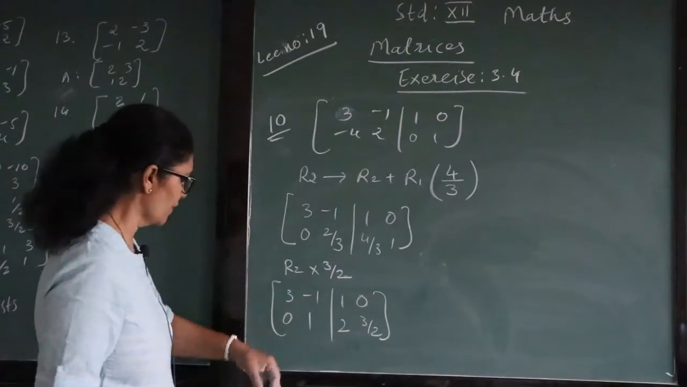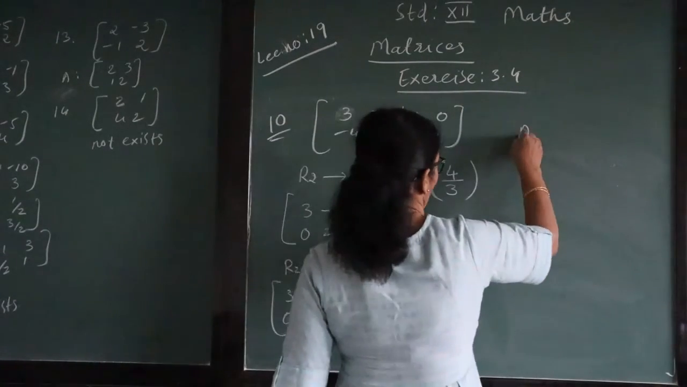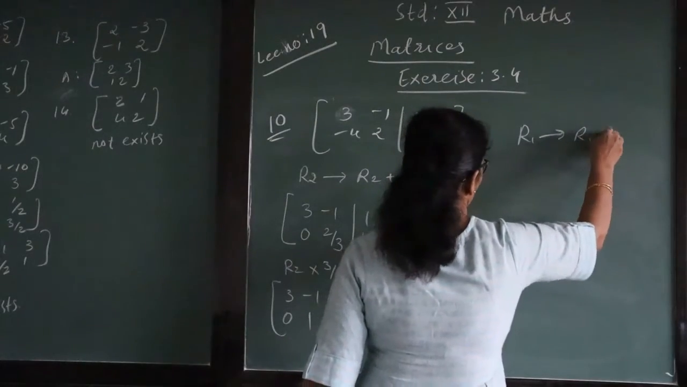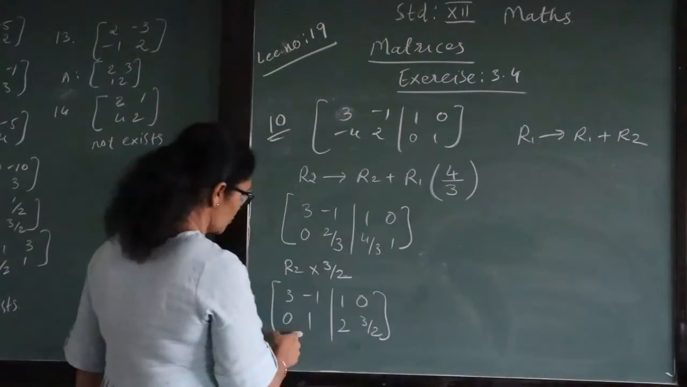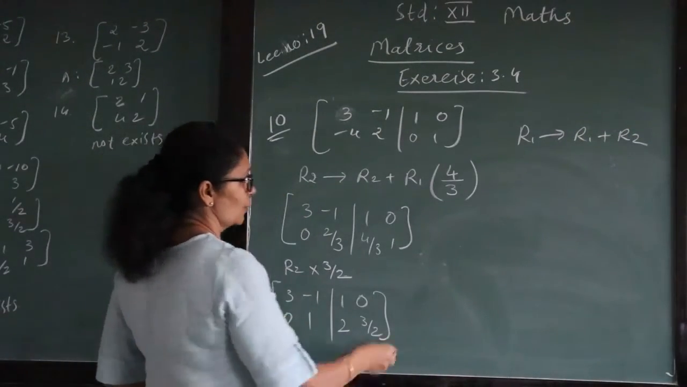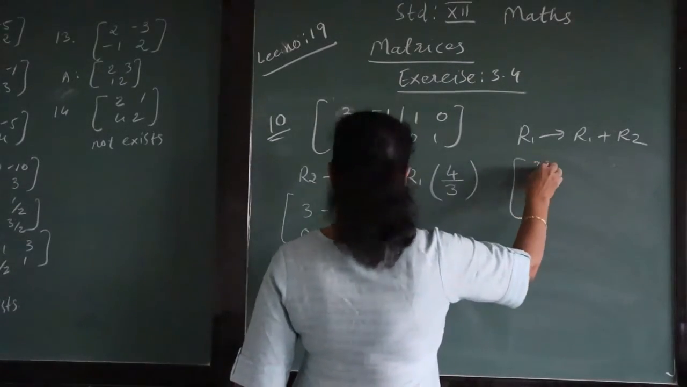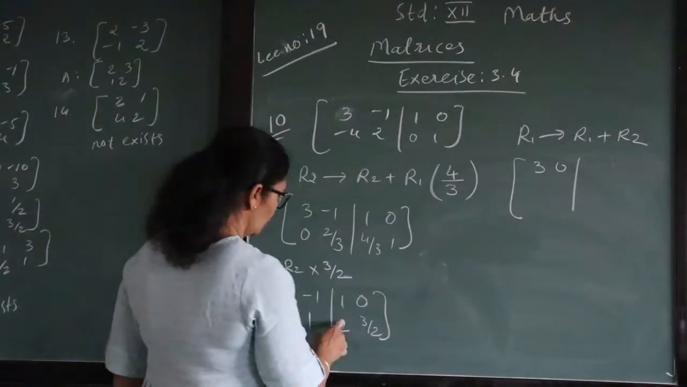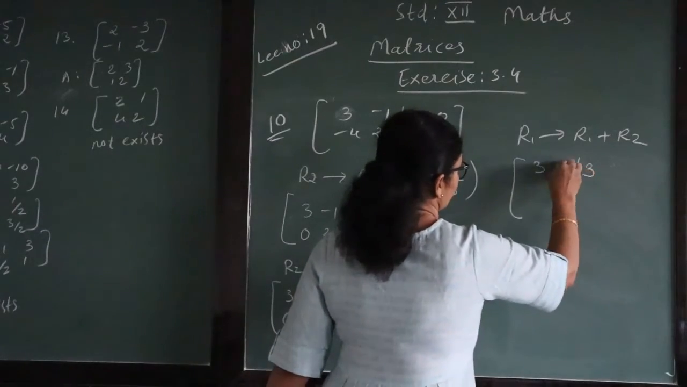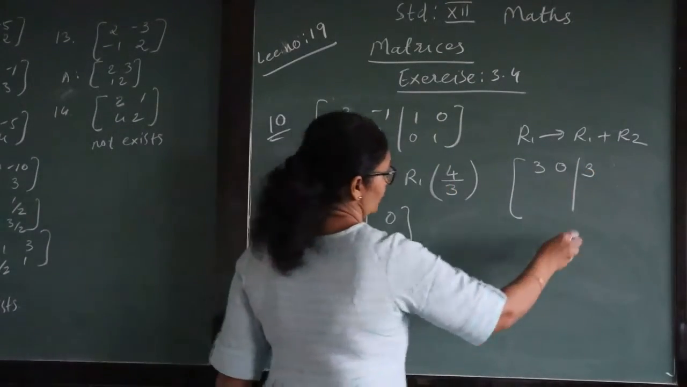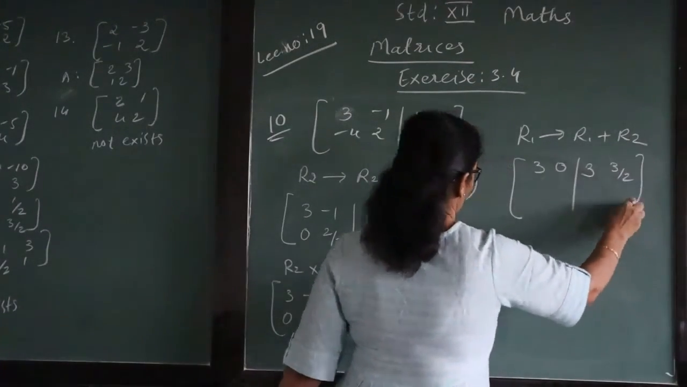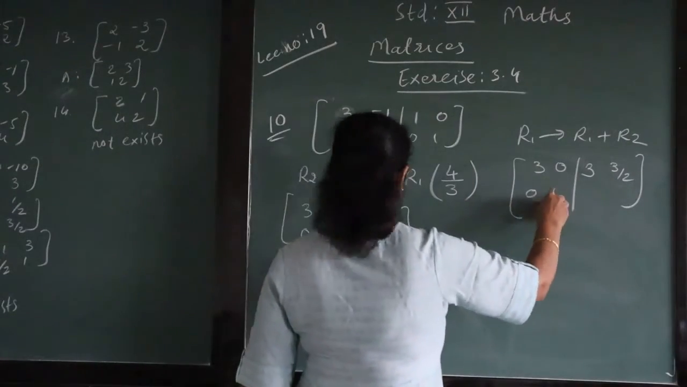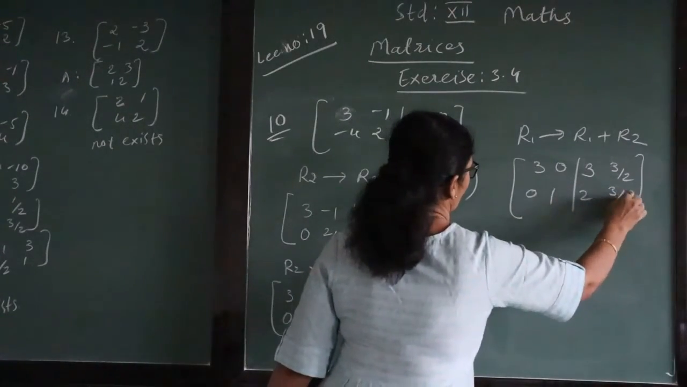Now what to do? We don't want this 3. So very simple, when we are making change in R1, direct add R2 because plus or minus 1 will be 0. So let's write 3 as it is, this became 0. 2 and 1, 3. And 0 plus 3 by 2 will be 3 by 2. Now second row as it is 0, 1, 2 and 3 by 2.